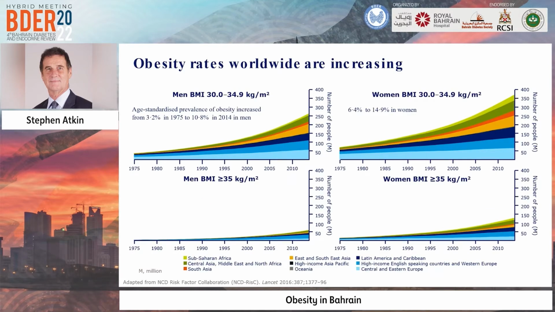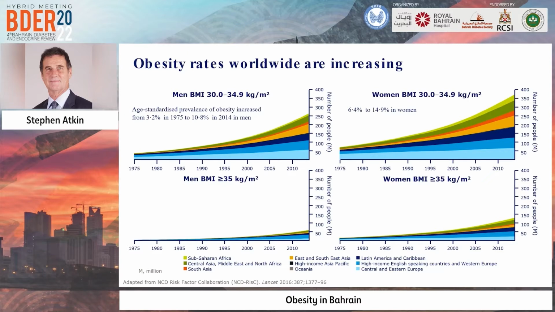And what it actually showed, as you can see here in the top left, is that in men with a body mass index of 30 to 35, as time progressed, there was a marked increase in the amount of obesity. And if one looks specifically here in the dark green, which is the Middle East, you can see that the Middle East follows the same trend as all the other countries that were sampled in the increase of obesity.